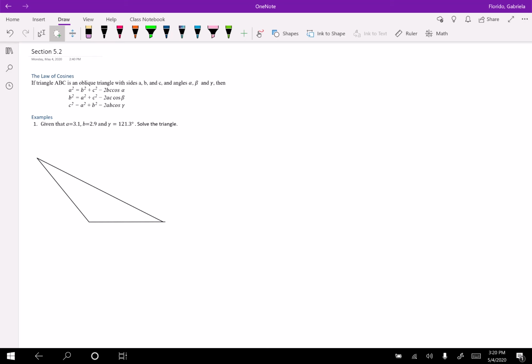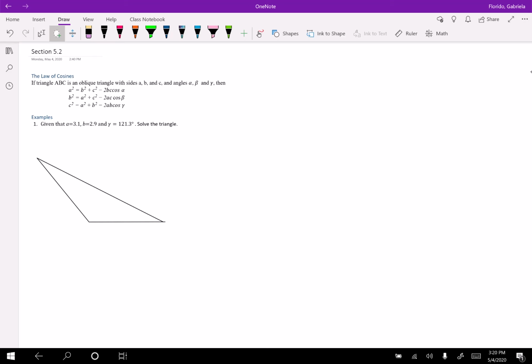So let's practice the law of cosines with an example. Given that a is equal to 3.1, b is equal to 2.9, and gamma is equal to 121.3 degrees, we want to solve the triangle. I drew here an oblique triangle.